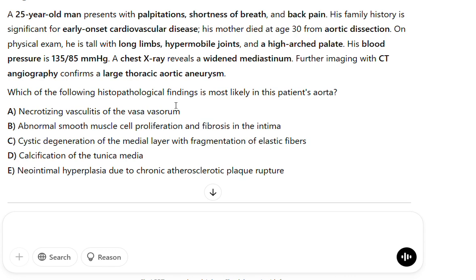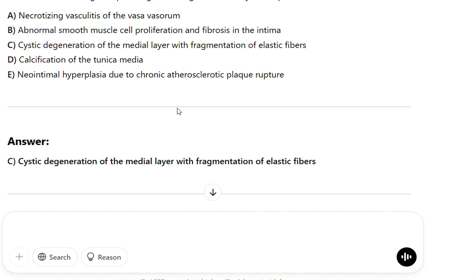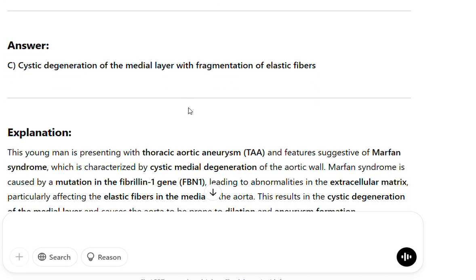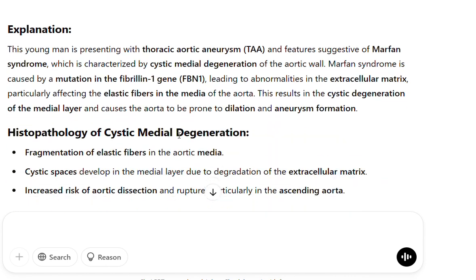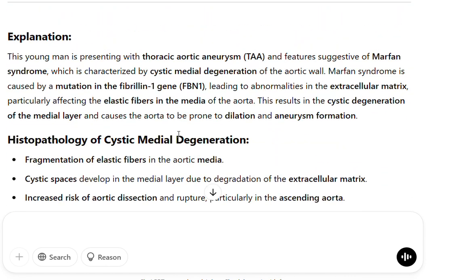Answer: C. Cystic degeneration of the medial layer with fragmentation of elastic fibers. Explanation: this young man is presenting with thoracic aortic aneurysm and features suggestive of Marfan syndrome, which is characterized by cystic medial degeneration of the aortic wall.